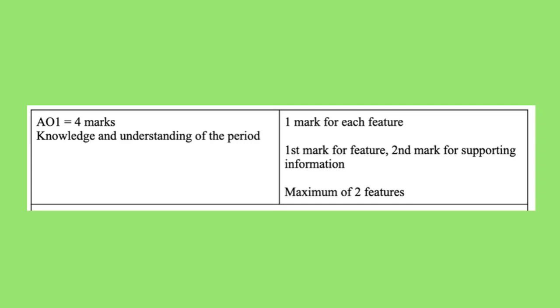Keeping this nice and straightforward can be really helpful. You don't have to write a lot. Give the feature in 1 sentence and give your supporting information in another sentence. This makes it much easier for the examiner to see that you've ticked both of those boxes.